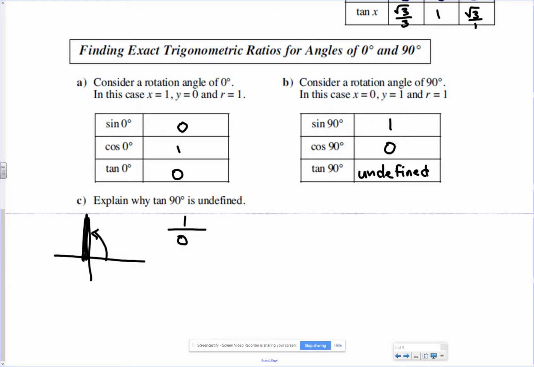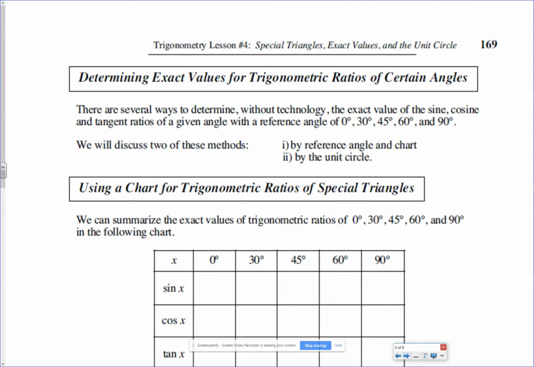There is no adjacent side. And I can't divide anything by 0, and that is why that value is undefined. So anytime I have a 90 or 270 for tan, it's always going to be undefined, and that's because I'm dividing by a 0 value.